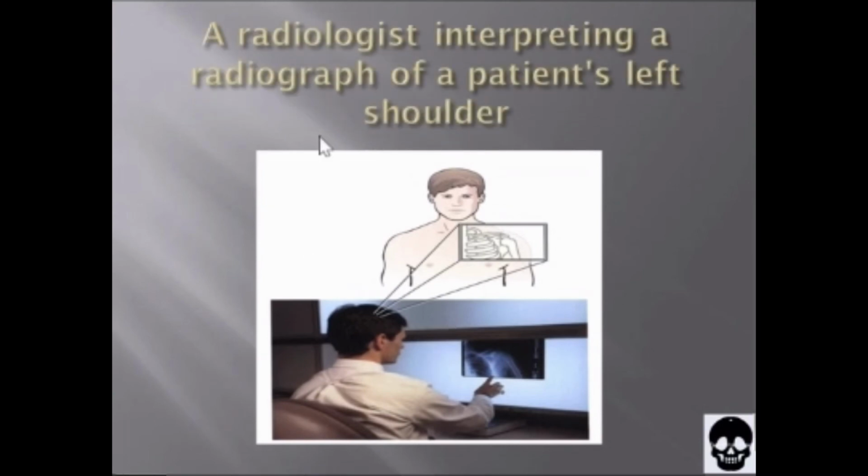This image represents a radiologist interpreting a radiograph of a patient's left shoulder. Note that the radiograph is placed on the illuminator with the patient's left side on the viewer's right side. The radiologist pictures the patient's anatomy in the anatomic position and then places the radiograph on the illuminator in that position.